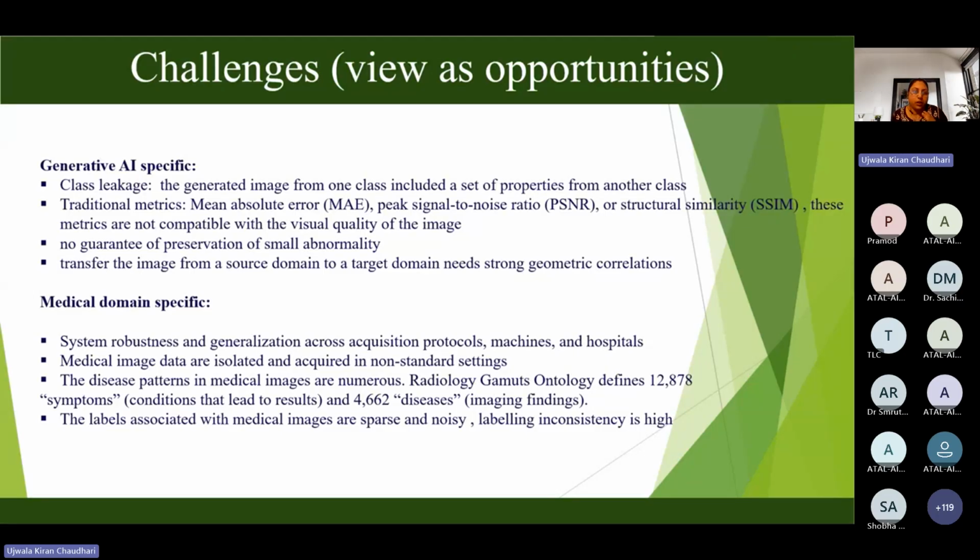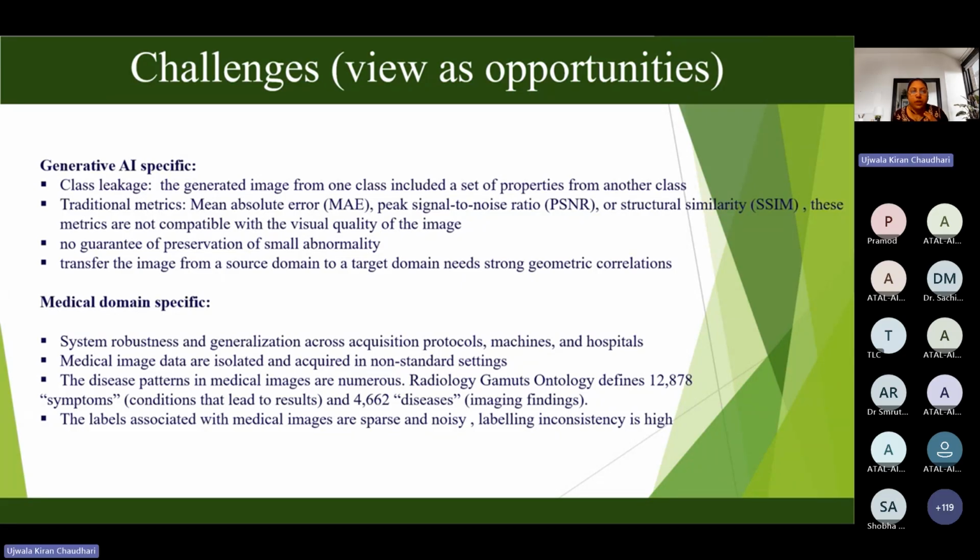Then evaluation. Traditional metrics we use are the mean absolute error, peak signal to noise ratio, or structural similarity. But then we also need to consider some kind of geometric attributes as well. If it's a tumor, then the size of the tumor matters, whether it's a tumor or something else. If we are considering geometric characteristics, then we need to calculate the geometric parameters for the sake of evaluation.